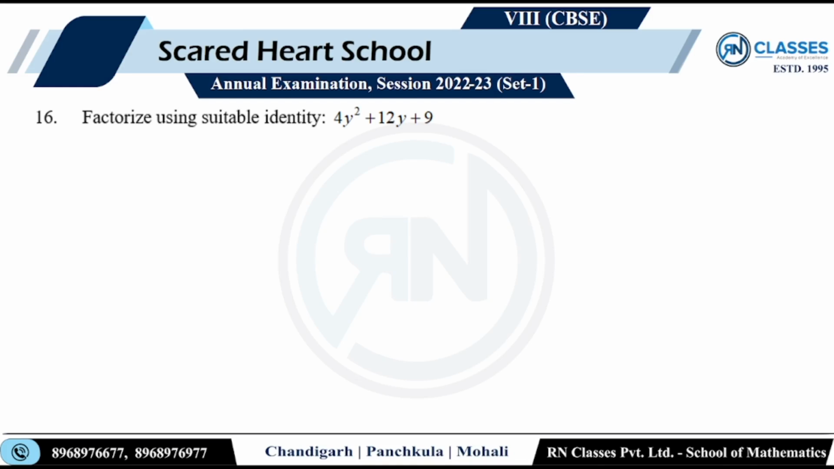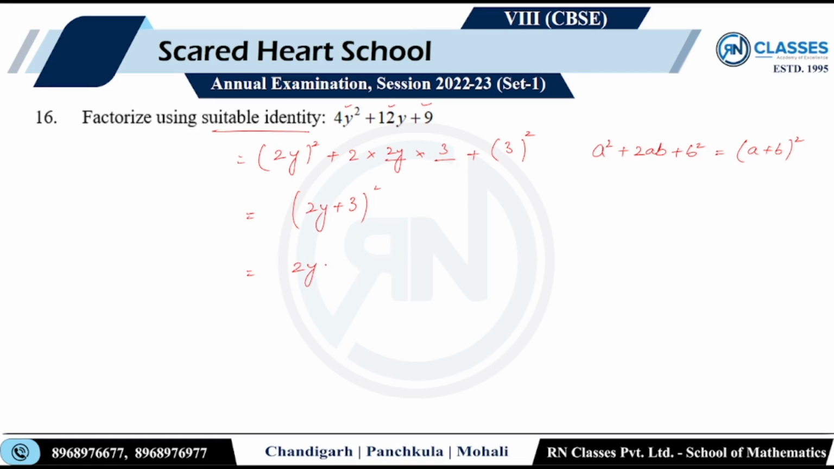Factorize using suitable identity. Identity का use करना है. It's a trinomial, right? Identity लग सकती है. (2y) का whole square, 2ab की term बन सकती है. I'm not sure. Let's see पहले b क्या बनता है. किसका square करूं कि 9 बन जाए? That would be 3. Over here it will be 2y, over here it will be 3. Of course ये 12y बन चुका है. I'm using a square plus 2ab plus b square, as equal to (a + b) square. So this will become (2y + 3). Right? Factorize करने का बोला है तो दो factors होने चाहिए. (2y + 3) into (2y + 3).